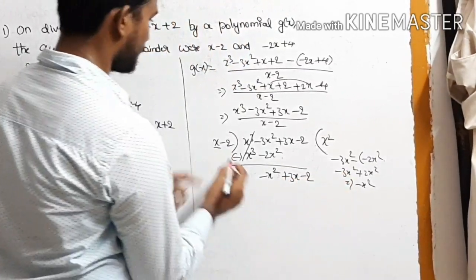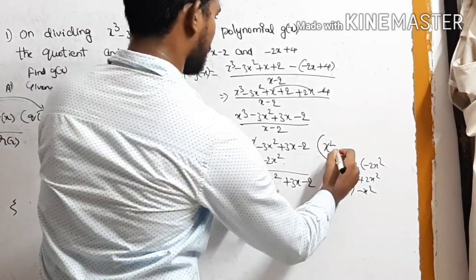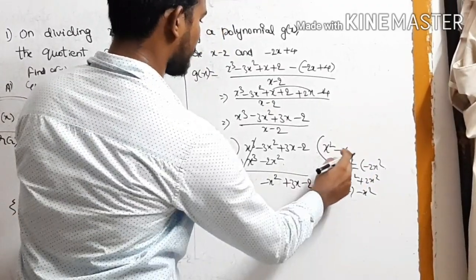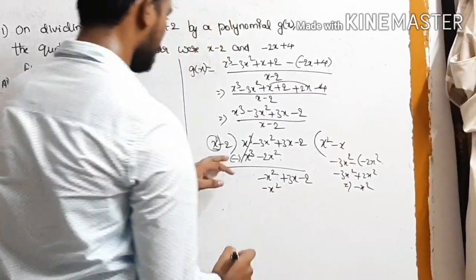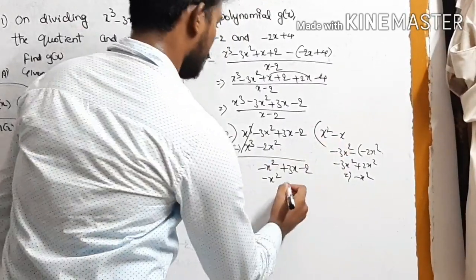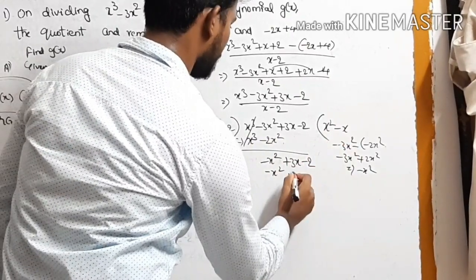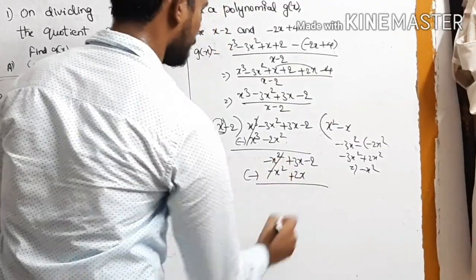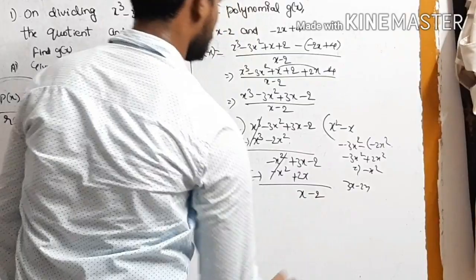This one is x power 1, here x square. Then minus of x into x square, x into x square minus 2 into x, minus into minus is plus, minus 2 into x is minus 2x. By doing minus, these two are cancelled. 3x minus 2x is x, minus 2.